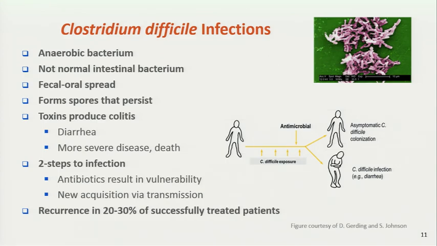And we are seeing this in our older populations. There are 2 steps to infection. Antibiotics, of course, result in vulnerability. And Janita, I think, was saying that some of the literature she looked at showed up to 76% of the C. difficile they were seeing in the elderly population was related to antibiotic use. Once the person becomes vulnerable, then new acquisition occurs via transmission: contaminated hands of your healthcare workers, contaminated equipment that comes in and out of those resident care rooms.